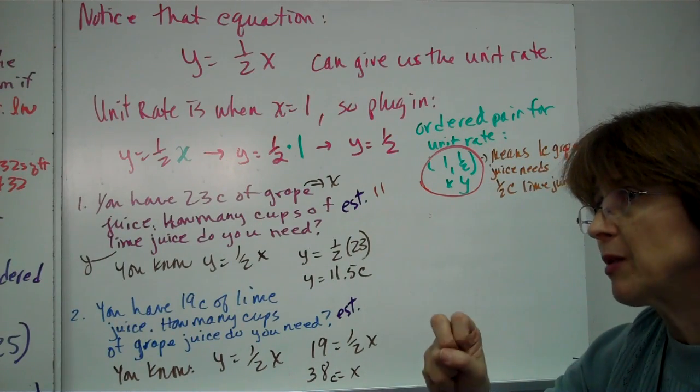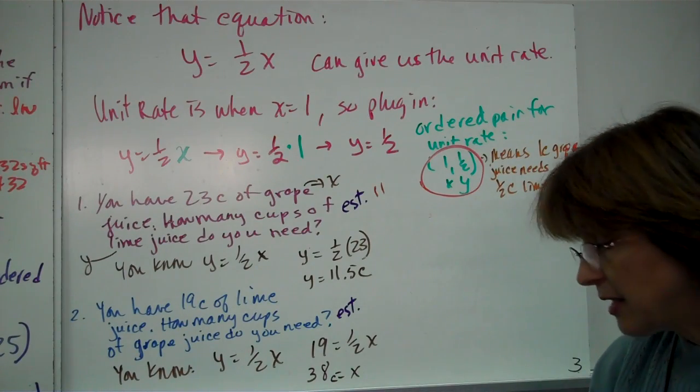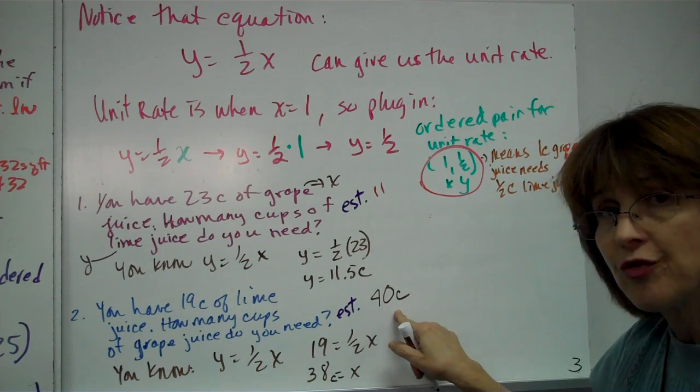I know for every half cup of lime juice, I have a whole cup of grape juice. So I need double. Double 19 is close to double 20, so that's about 40. So you want to say, I think it's about 40 cups of grape juice I'm going to need.